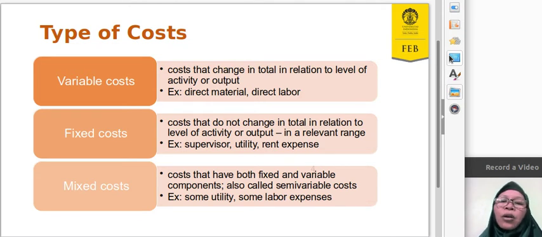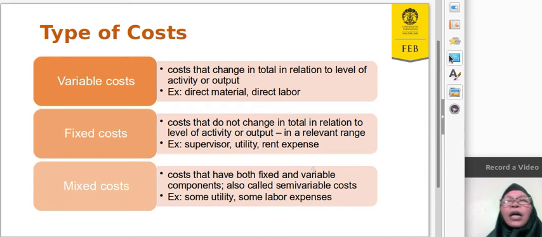The second one is the fixed cost. Fixed cost is the cost that does not change in total in relation to level of activity or output. It means that if we add the output produced, the fixed cost will not change. It stays constant. It stays the same. But we have to consider that it is only for a relevant range. The relevant range is usually using the capacity. So as long as we are in the same capacity, the total fixed cost will be the same.